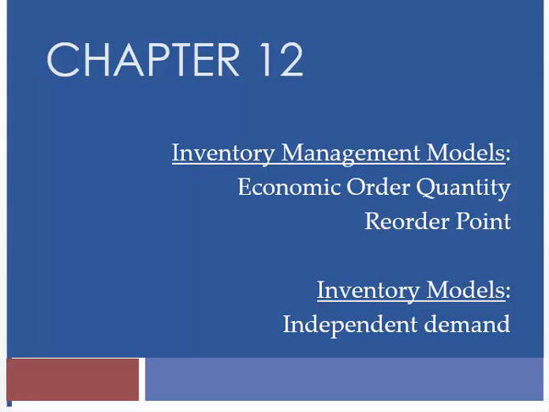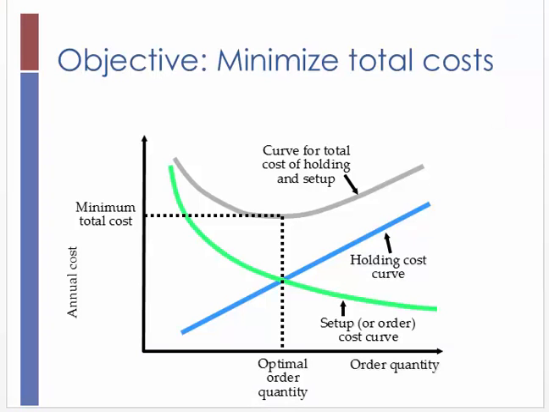So with that in mind, what I want to do is turn your attention to the graph that you see there on your handout, but I'm going to have it a little bit larger on the screen. Here is the objective of the economic order quantity model. As I told you in class, the objective is to minimize total costs. Total costs are comprised of holding costs and setup costs, or ordering costs as we call them.